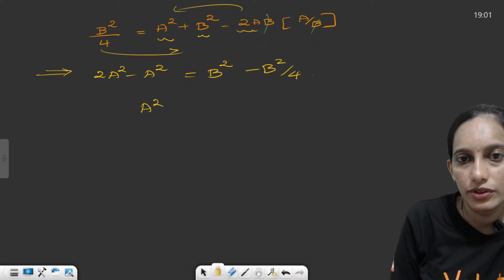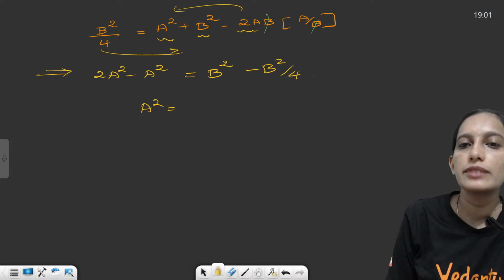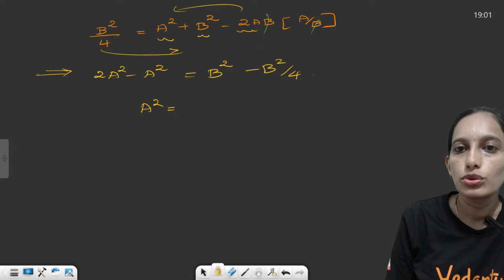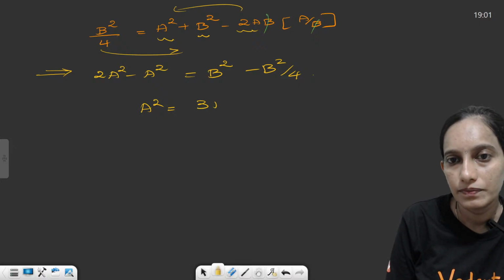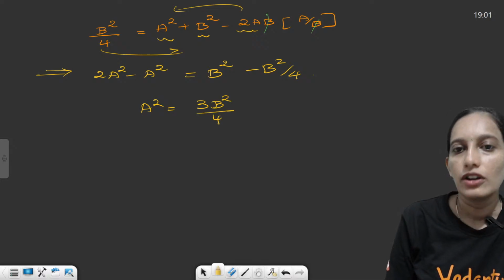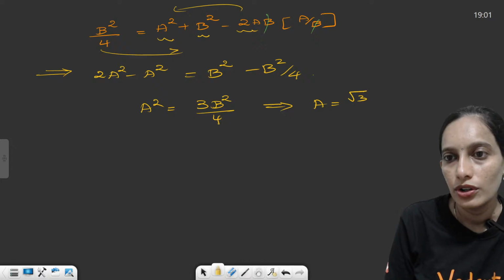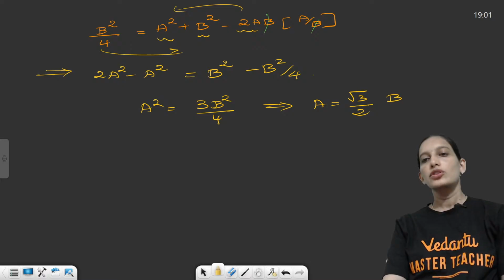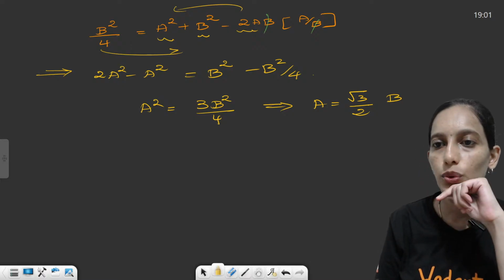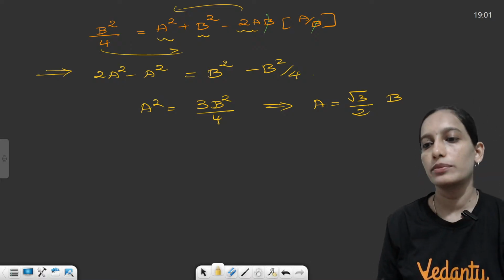So this will give you A square is equal to, take the LCM 4, 4 minus 1 is 3, so 3B square by 4. Taking the square root, A is equal to root 3 by 2 times B. So the A value we got is root 3 by 2 times B.